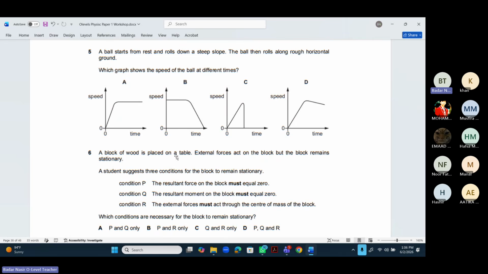The ball then rolls along rough horizontal ground. It starts from rest and rolls down a steep slope. The ball then rolls along rough horizontal ground. Which graph shows the speed of the ball at different times?